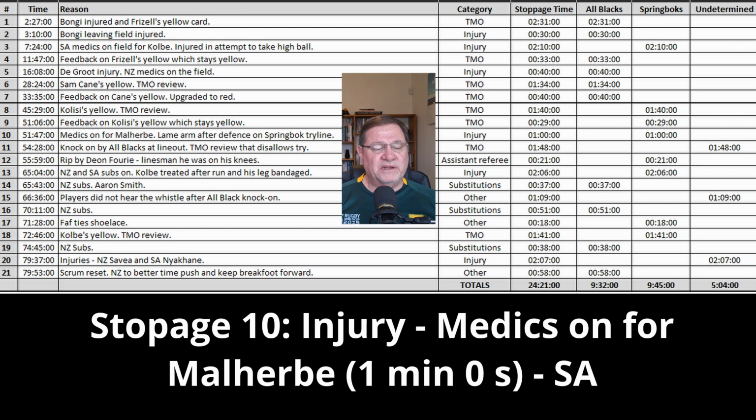In the 51 minutes and 47 seconds, the medics were on for Malherbe. He had a lame arm after the defence on the Springbok try line. The category for the stoppage is injury, and the total stoppage time was 1 minute, which is allocated to the Springboks, given that it was one of their players that was injured.